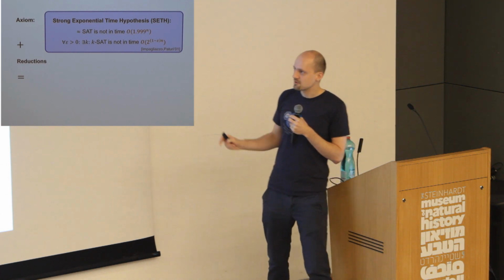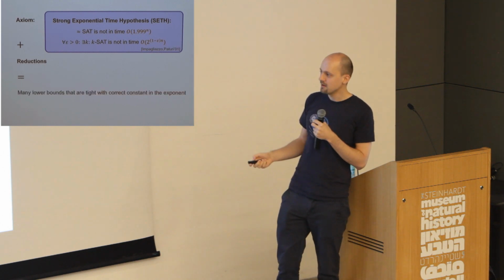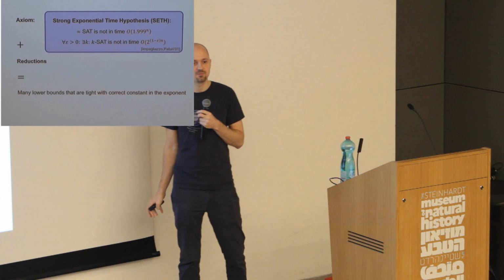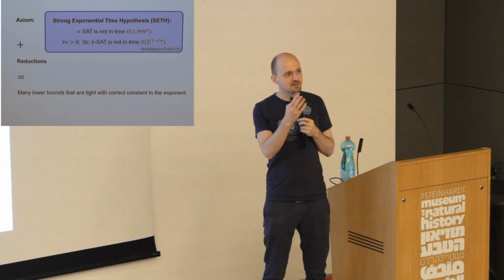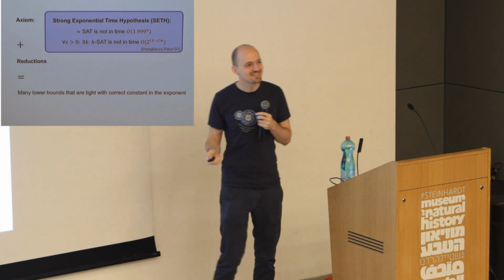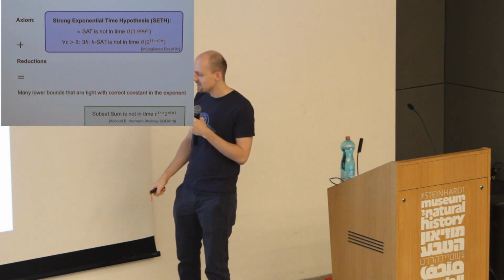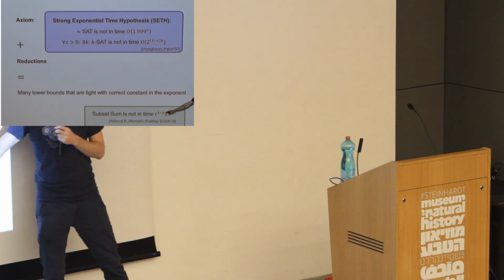Anyways, so if you start from this even stronger axiom, again combine it with appropriate reductions, then you can actually get lower bounds that are tied with the right constant in the exponent. And this is what Amir and Danny and Stvi did some time ago for the subset sum problem, showing that at least this time t is the right running time.